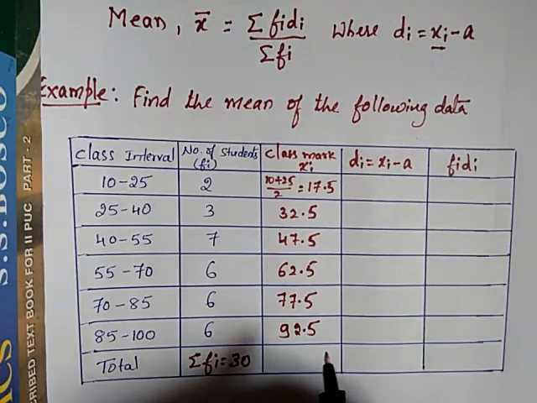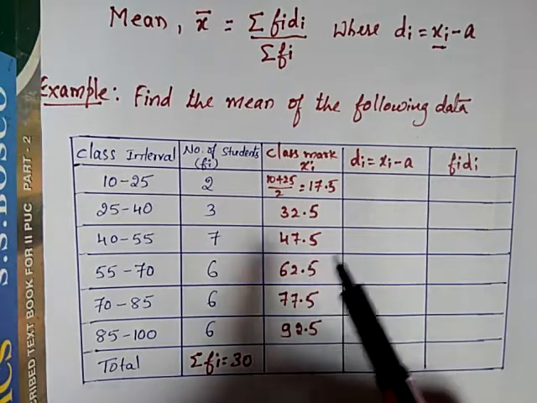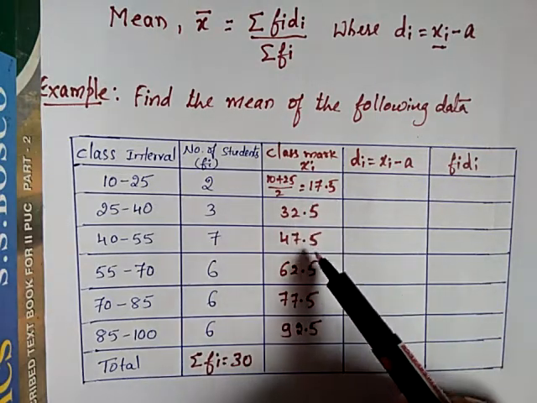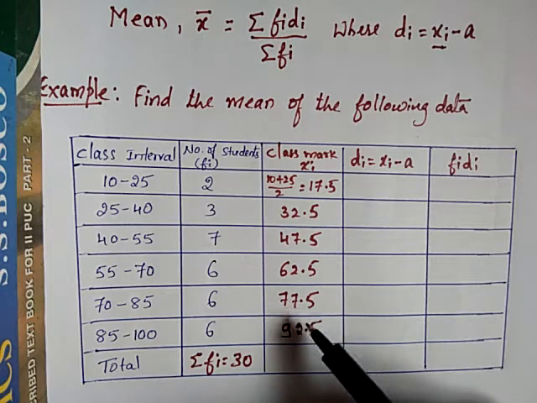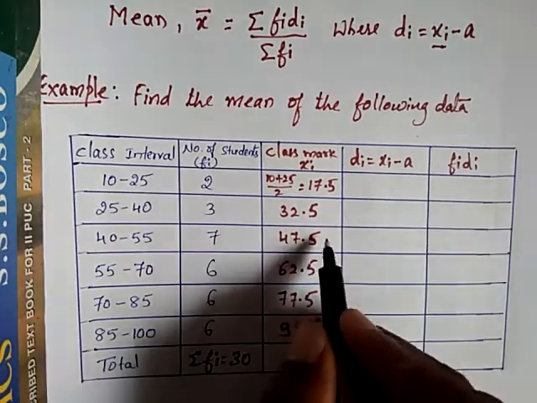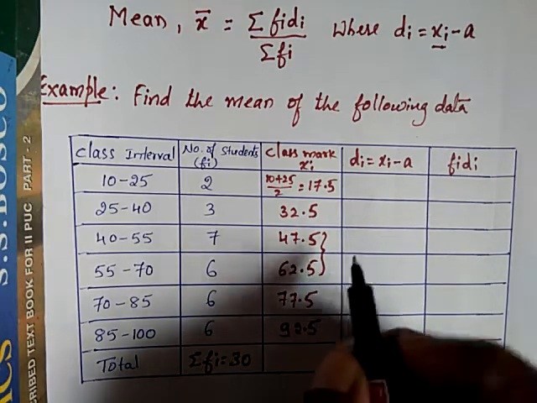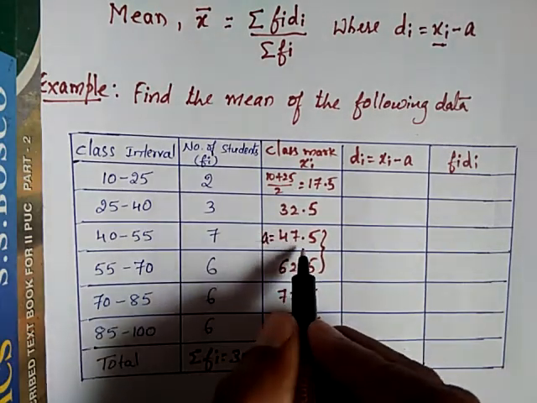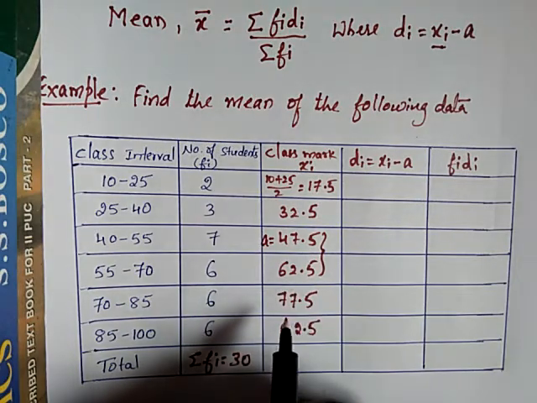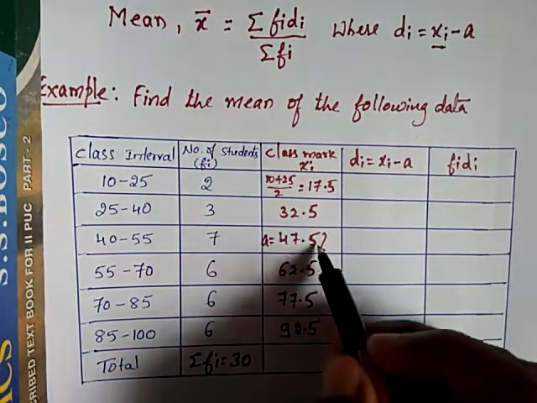Now, to find di, you know these are the xi. So what is a? How many class marks are given here? 1, 2, 3, 4, 5, 6, which is an even number. If it is odd, take the middle one. Here, if you take 2 below and 2 above, the 2 in the middle are the middle numbers, like when finding the median. So you can consider a to be any one. I will consider a equal to 47.5. You can take 62.5 also, you will get the same answer. If there are an odd number of class marks, you can take the middle one directly.